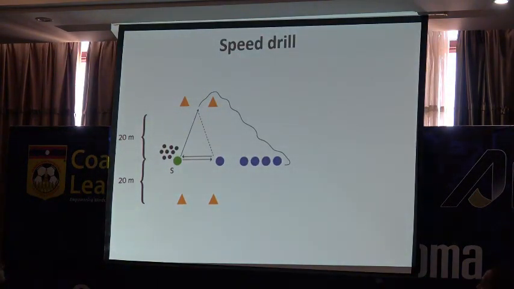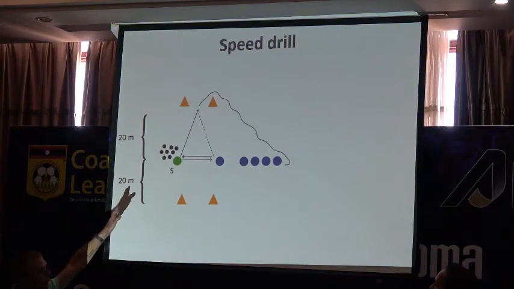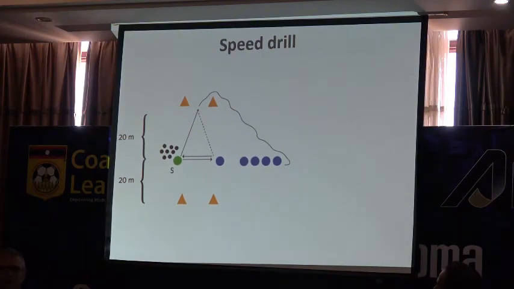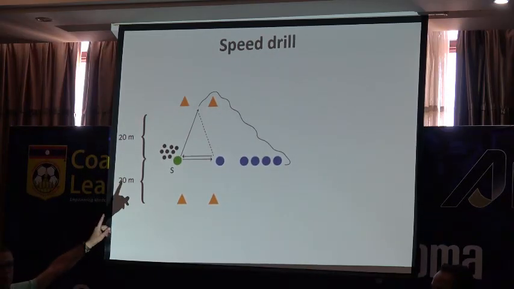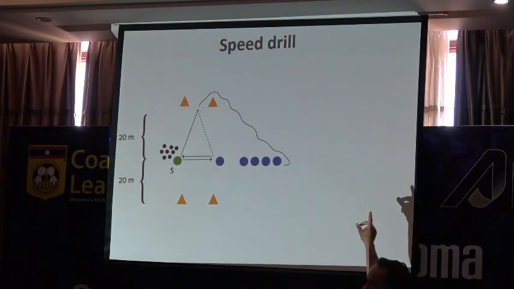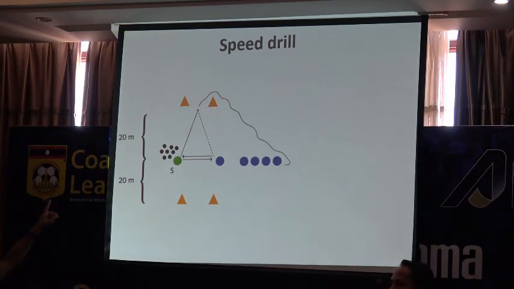You can have, this is just some ideas. So instead of running just from A to B, you can have these types of challenges. So the blue are the players and the green is the coach. Coach plays the ball, the player plays the ball back. Then you can have 2 goals, or you can have 3 goals or 4 goals. And you pass the ball.